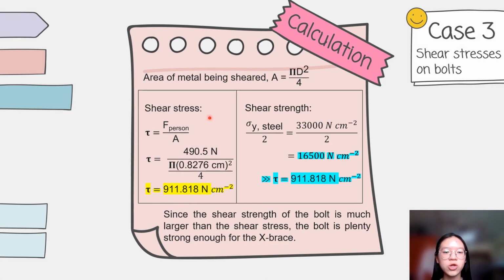To calculate shear stress, we use this formula, tau equals force divided by area. Area is equal to pi d squared over 4, and we can get the value 911.818 Newton per cm square. For the shear strength, we need to divide by 2 and get the value 16,500 Newton per cm square. It is much larger than the shear stress, so it means that the board is plenty strong enough for the express.